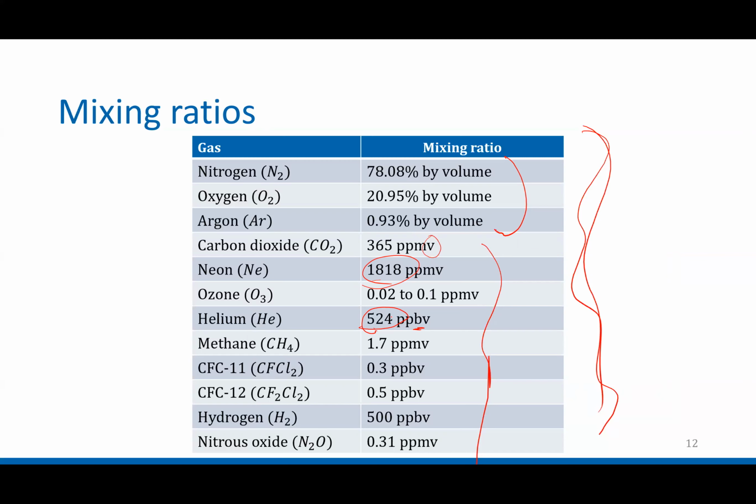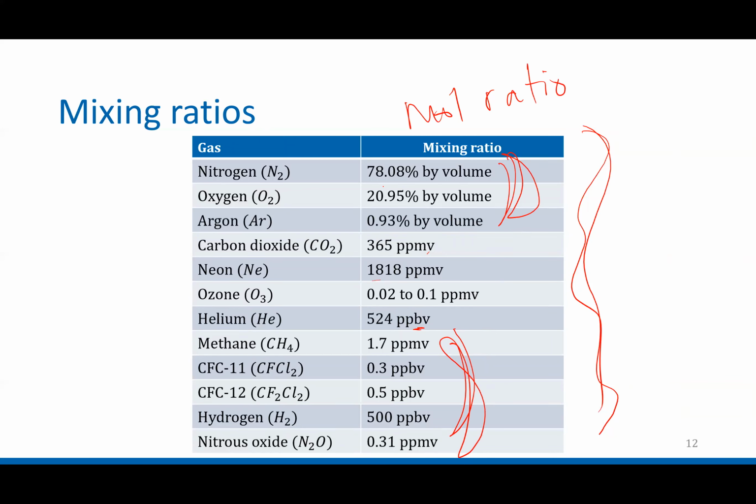So you don't have to memorize this, but these are some of the gases in the atmosphere, and these are basically their mole ratios. Some of these are very, very, very small. Some of them are very, very, very large. The nitrogen is so large, it wouldn't make sense to say parts per million or parts per thousand. We would just say it's 78%.